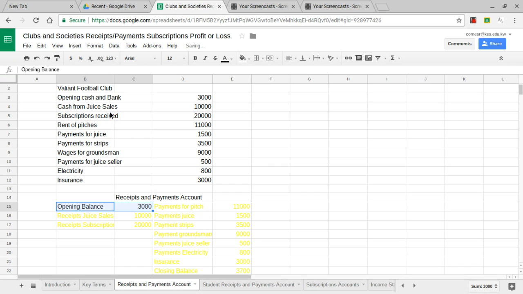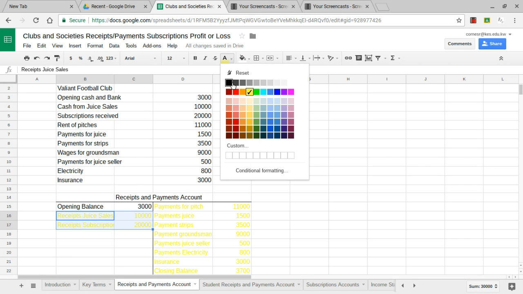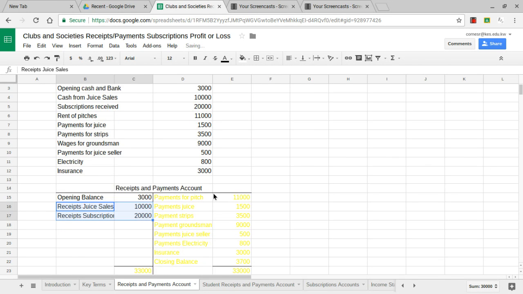Okay, and then these two, cash from reduced sales and subscriptions received, that's money coming into the business. So because it's money coming to the business, think like we would in the cash book. Money coming in the cash book, we're increasing an asset, and therefore we're going to debit the receipts and payments account.